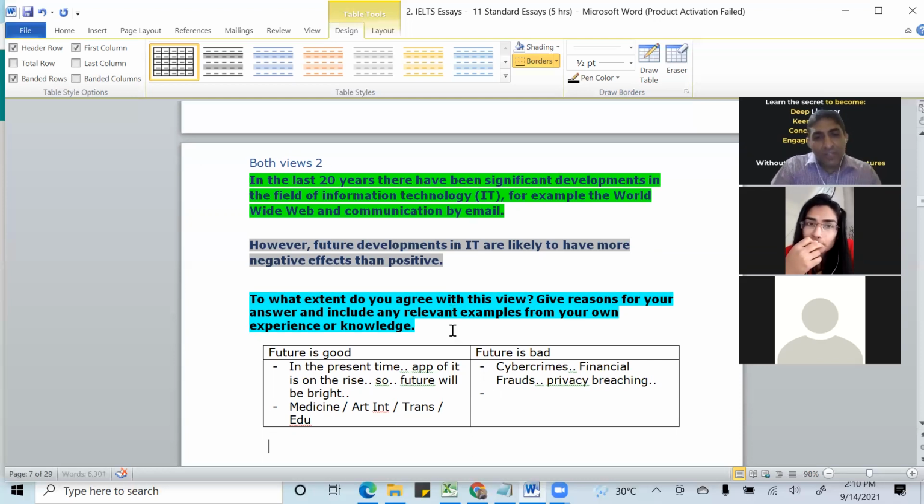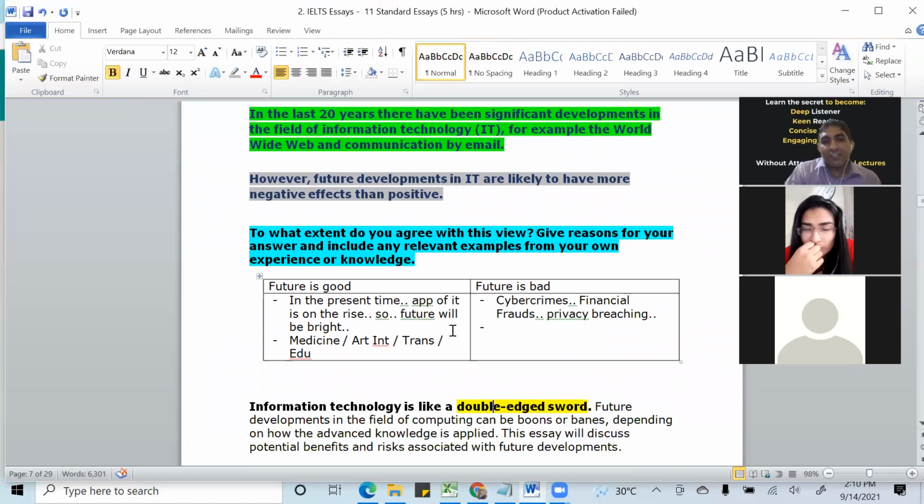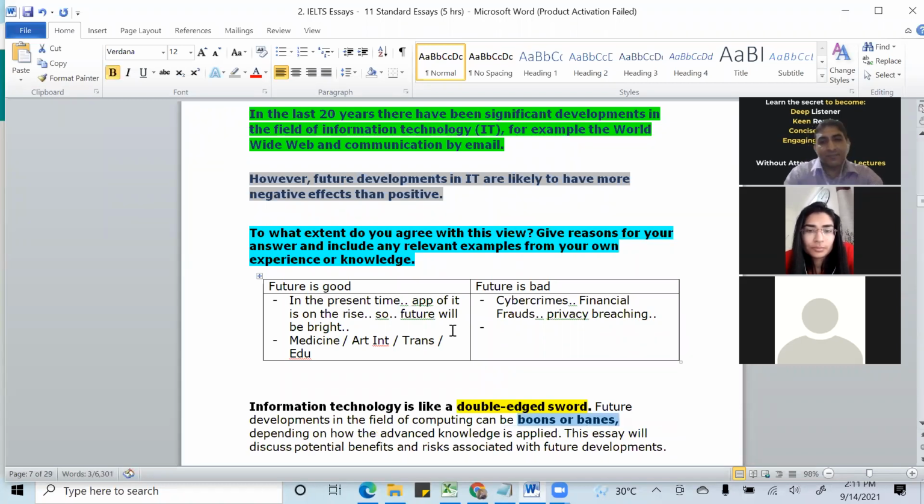So in such situations you can use these phrases: information technology is like a double-edged sword, future developments in the field of computing can be boons or banes. Now this boons and banes is also a ready-made phrase. Boon means blessing, and bane means curse, right? So it has got both the sides is what it is trying to say.